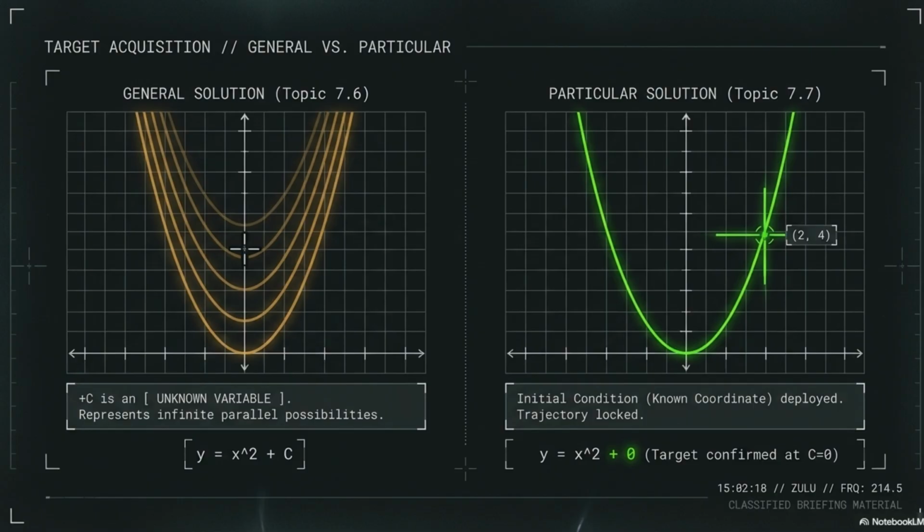Target acquisition requires distinguishing between general and particular solutions. A general solution contains the unknown variable plus C and represents infinitely many general solutions, varying only by a constant of integration. A particular solution deploys a known coordinate or initial condition to lock on to the one unique solution passing through that given point.